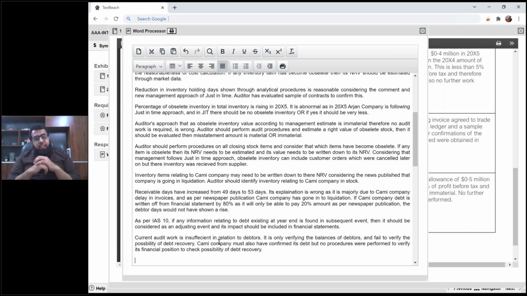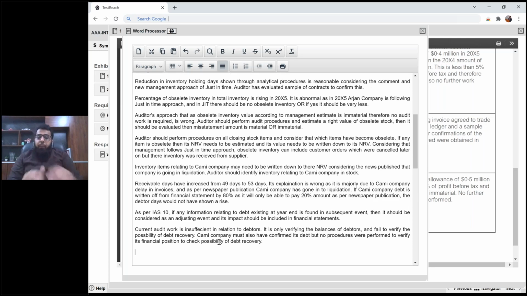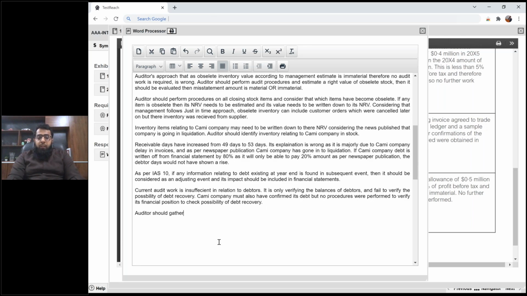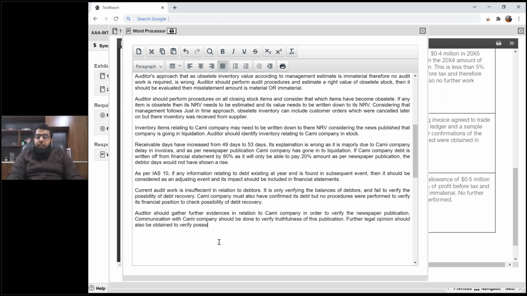Now, what should be the additional procedures which we should be doing? Auditors should gather further evidences in relation to Chemie company in order to verify the newspaper publication. Communication with Chemie company should be done to verify the truthfulness of this publication. Further, legal opinion should also be obtained to verify possible recovery.